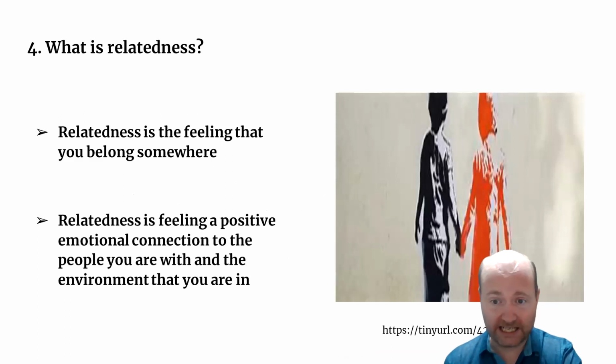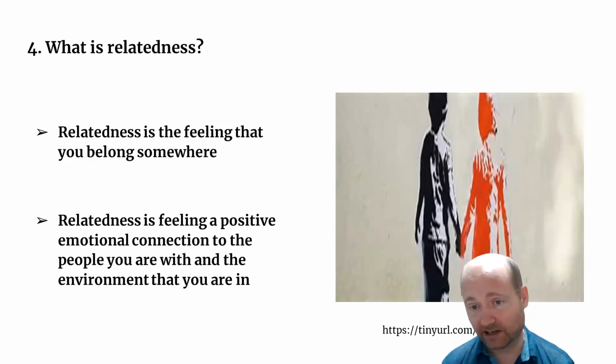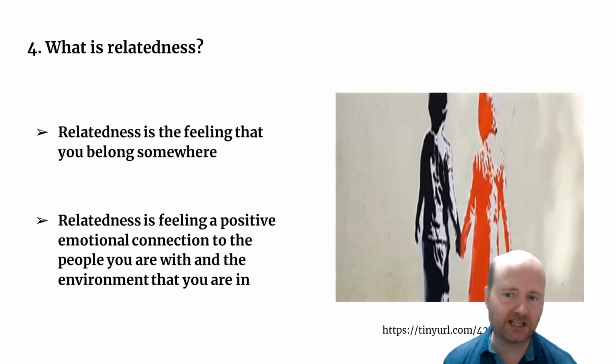Okay, let's finally move on to relatedness as the third of the core elements of self-determination theory. And this is the easiest one to understand. Relatedness is simply a connection to other people and a connection to the place or environment that you are in. So I think all of us can understand this very quickly. Relatedness is a positive emotional connection to the people you are with and the environment that you are in. So everybody has been in a classroom where they were not connected, where they didn't feel a connection to the students and the teacher. And hopefully some of you have also been in a classroom where you did feel like you belonged.